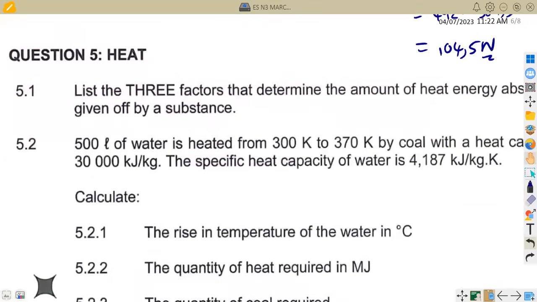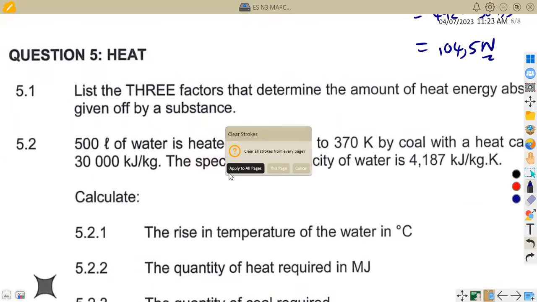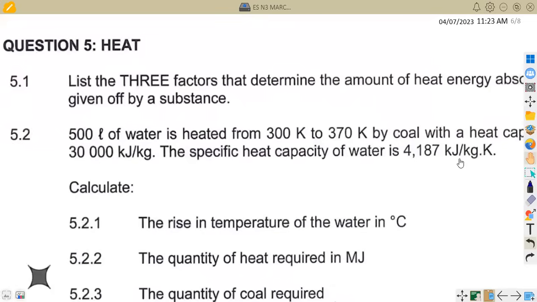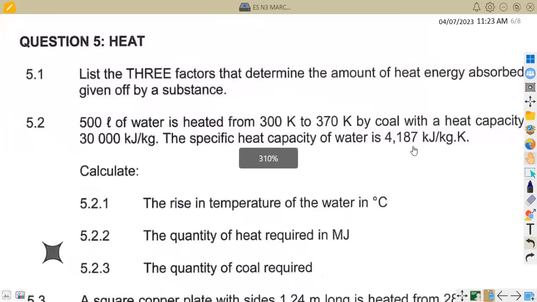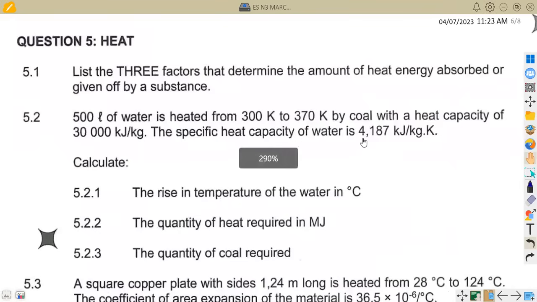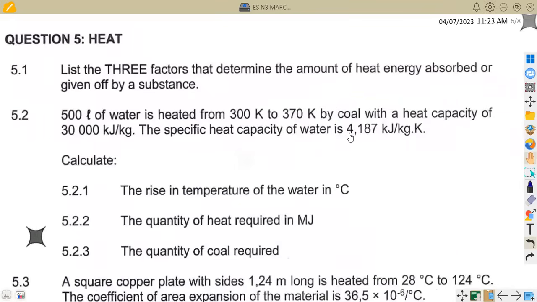Then question 5, which is on heat. So we are given a question on heat in this case. The first part of the question was to list 3 factors to determine the amount of heat energy absorbed or given off by a substance. What are these factors? In order for you to know these factors, you must know the formula for determining this amount of heat, which is Q equal to MC times the change in T, whereby C is our specific heat capacity.